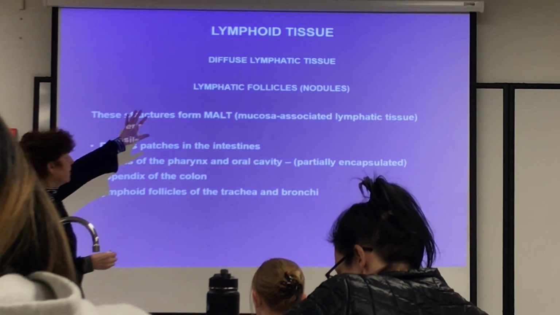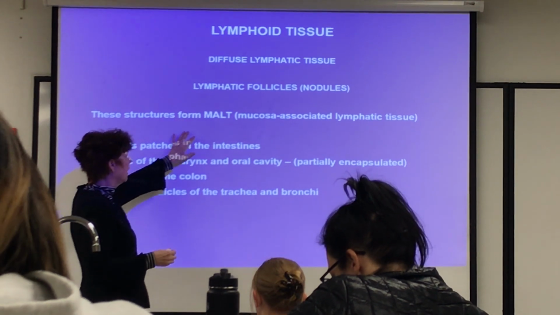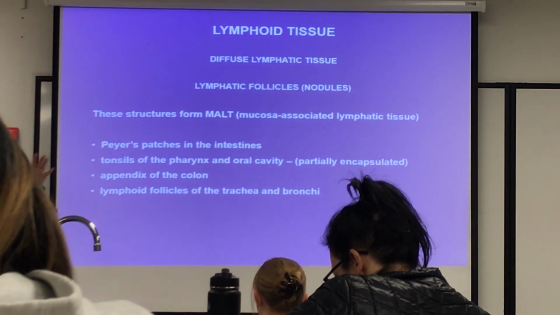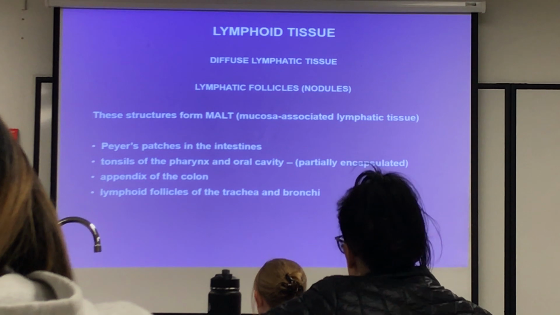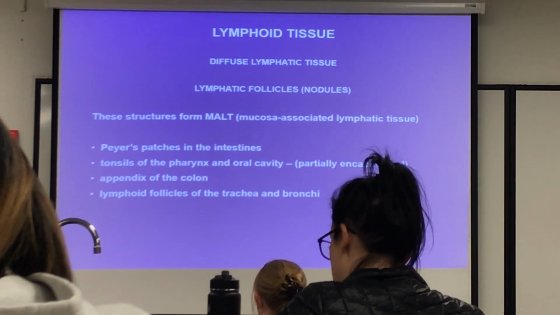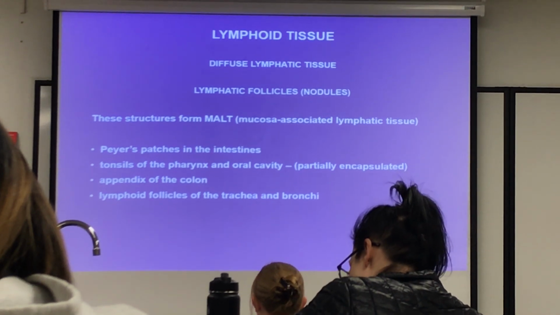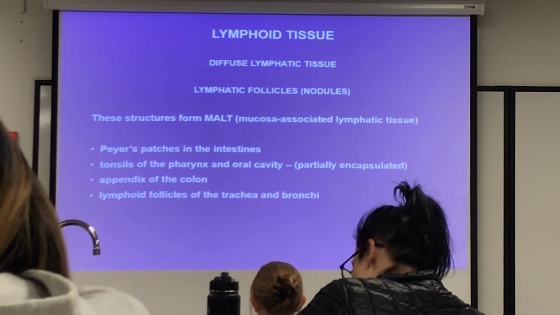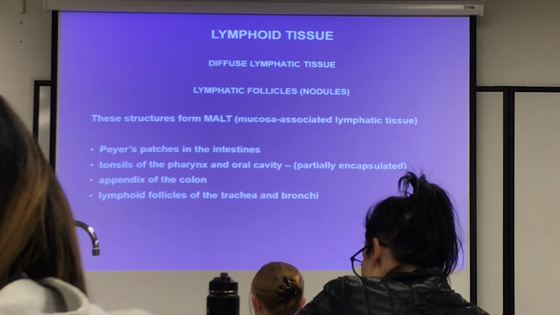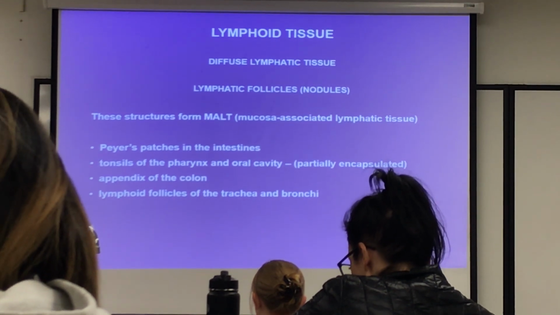So these two types, the diffuse tissue and the lymphatic follicles, are found close to the surface, just deep to the epithelium in the loose irregular and dense irregular connective tissue of our digestive tract and respiratory tract primarily, where there's a lot of exposure to pathogens in the air or pathogens in the food.